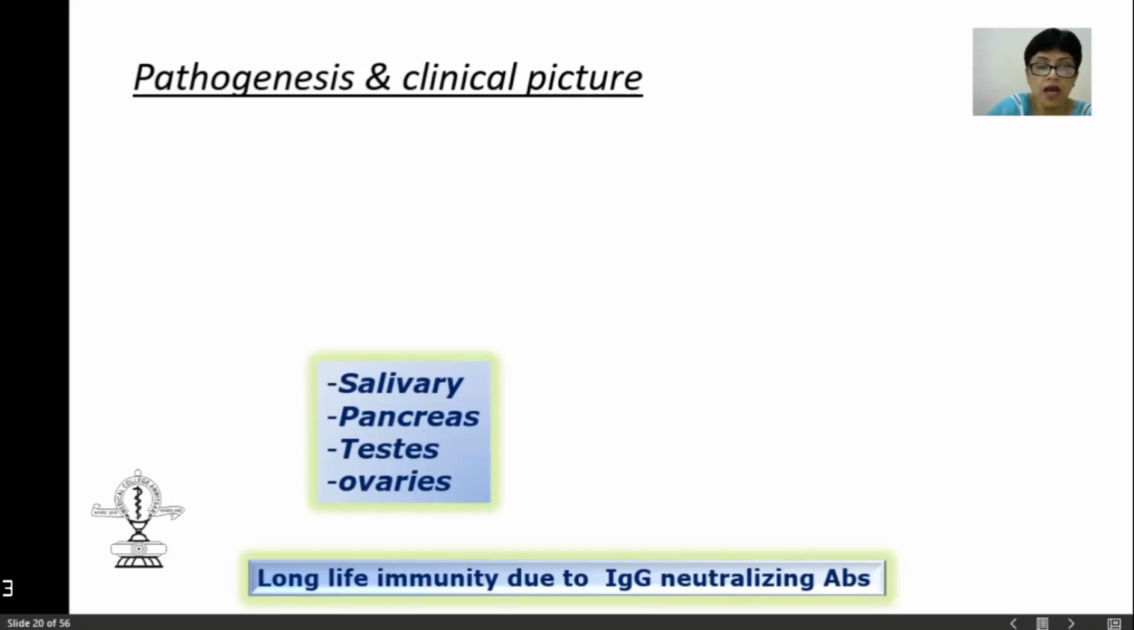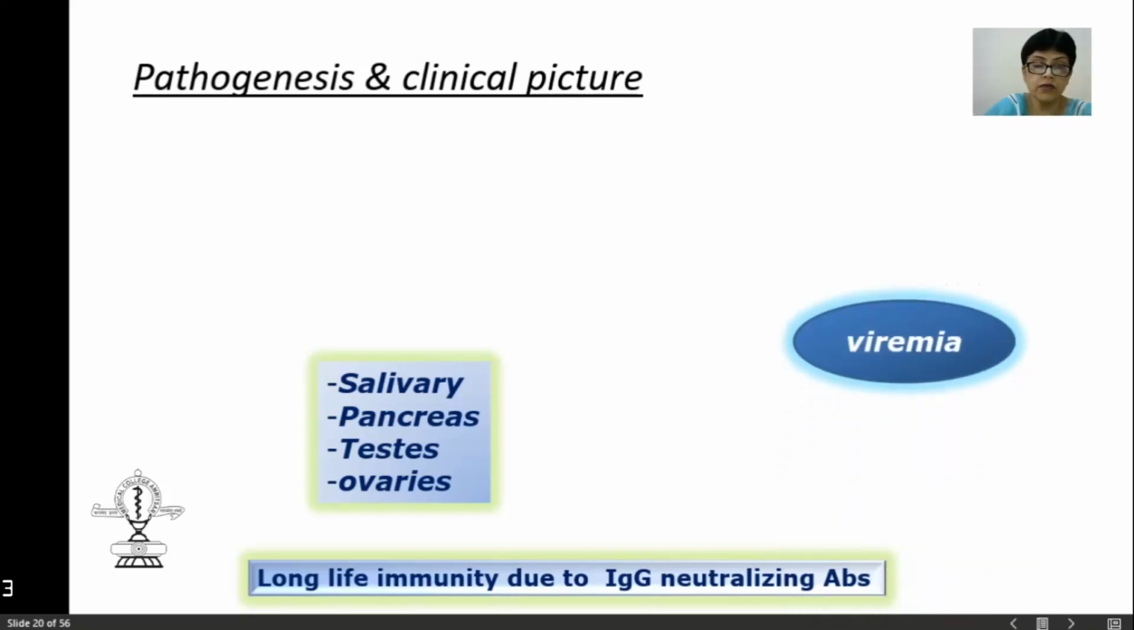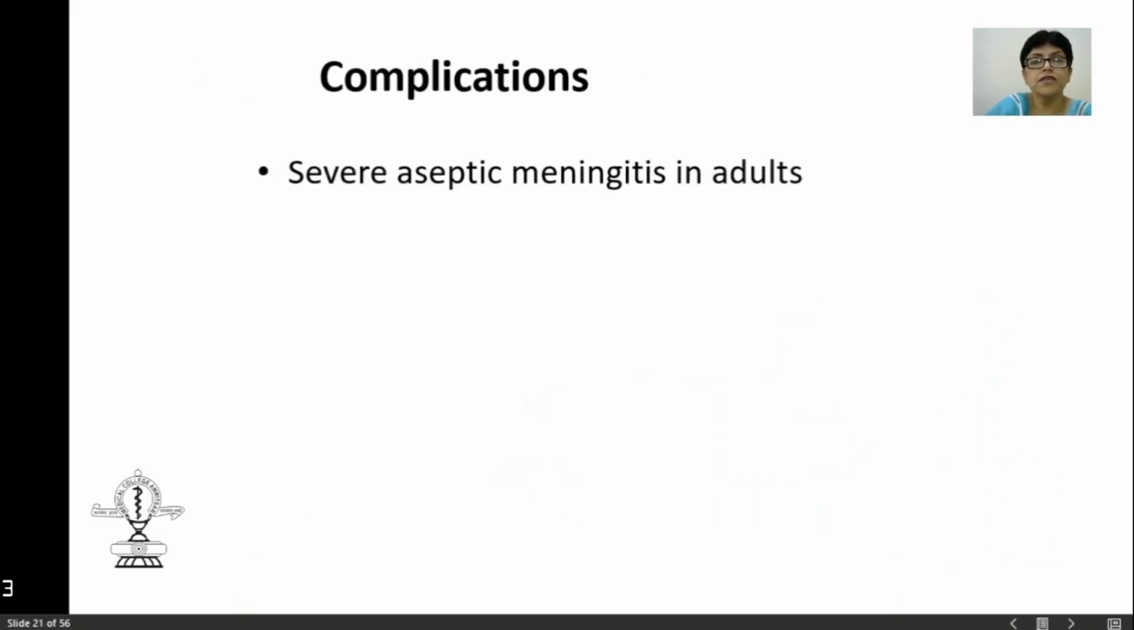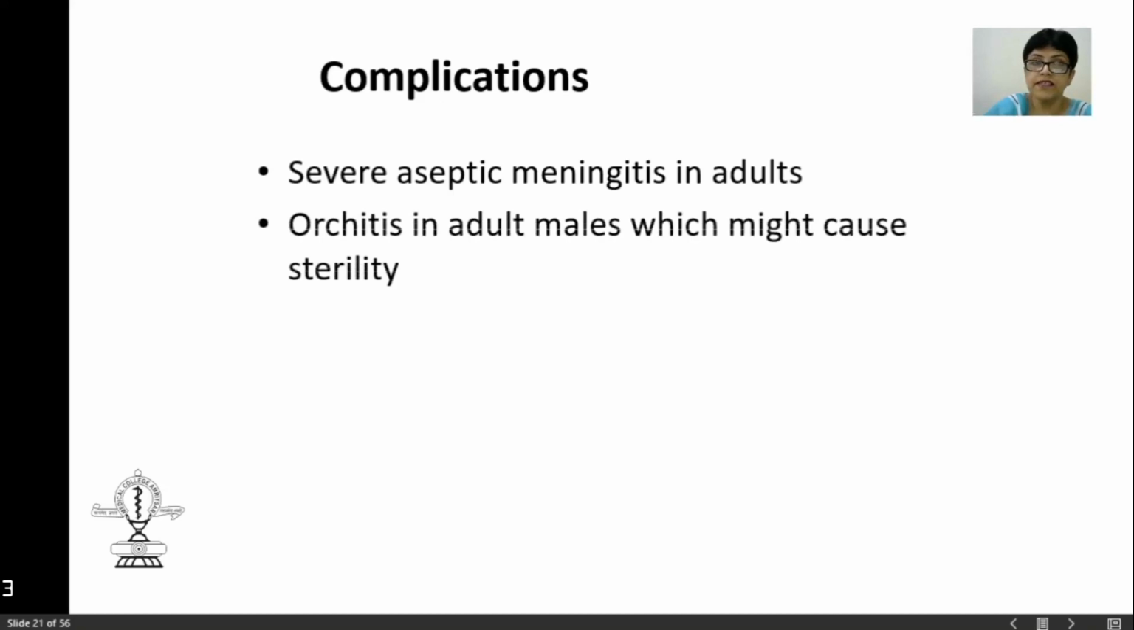A single infection, however, confers lifelong immunity due to immunoglobulin neutralizing antibodies. Viremia lasts 3 to 5 days, resulting in spread to the meninges and to the salivary glands. Salivary glands are most commonly involved; meninges are involved more commonly in adolescents. Complications: severe aseptic meningitis in adults and orchitis in adult males, which might cause sterility. Now, this sterility is an extremely rare condition because the involvement of testes in adult males is unilateral.